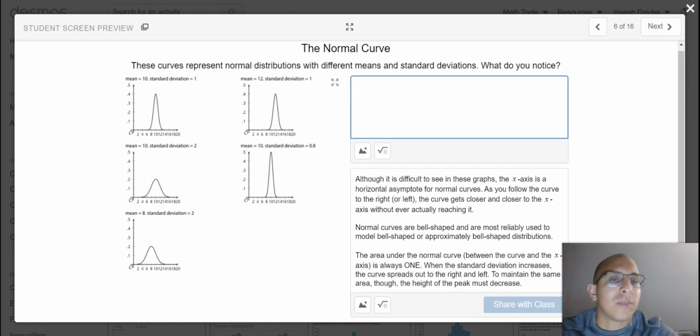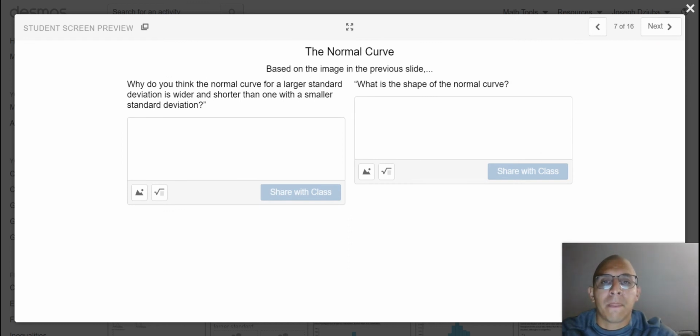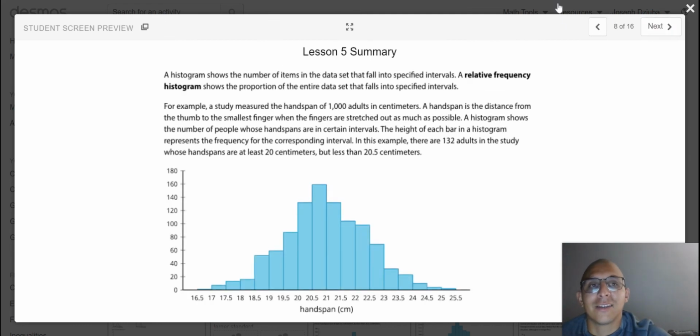So jot down some things that you notice, and based on that image, why do you think the normal curve for a larger standard deviation is wider and shorter than one with a smaller standard deviation? And what is the shape of the normal curve? If you watch this video, those questions should be very straightforward. See you in class.